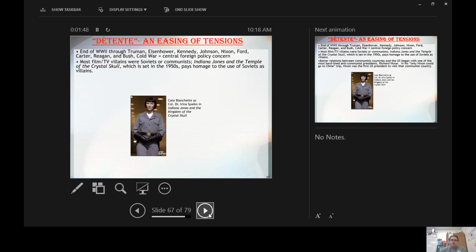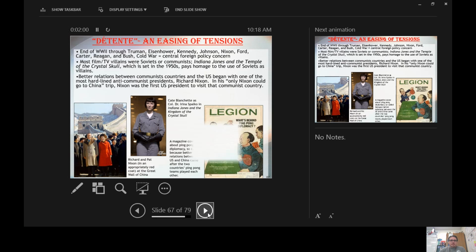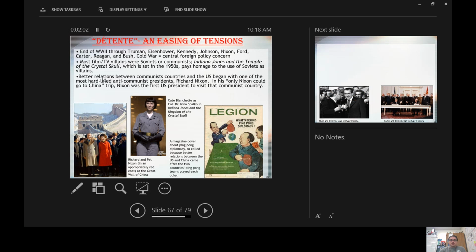As we spoke about earlier in the week, me growing up in the 80s, I grew up with all the bad guys in the movies typically being Russians or sometimes Chinese, sometimes North Koreans, but a lot of times they were communists. Things do start to ease up, though.